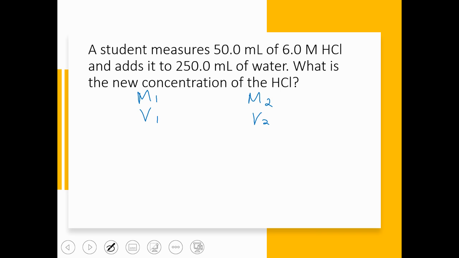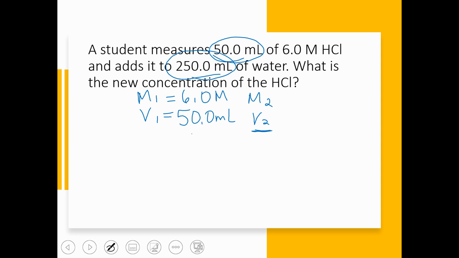But a student measures 50 milliliters. It's kind of nice in this problem that if one of them is in milliliters, they can both be in milliliters, because if you convert them both to liters, they're still in proportion. So you can just leave it in milliliters, but if you want to put it in liters, that's fine too. 6 molar is the original concentration, okay? And they add it to 250 milliliters of water. So V2 is going to actually be 300. Do you see that? Because this and the water are added together.